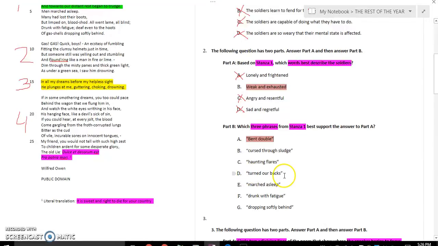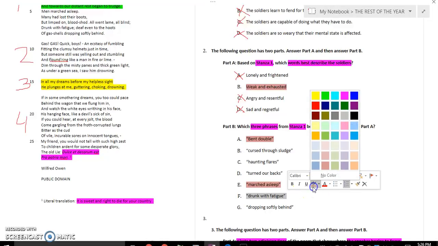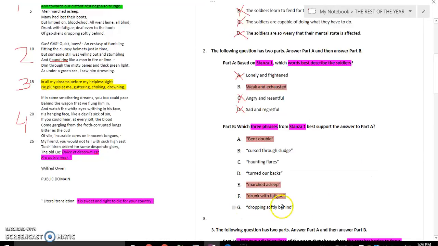Turned our backs, they are taking an action there and turning their backs, but that's not connected to weak and exhausted. Marched asleep is connected to weak and exhausted. Drunk with fatigue. Fatigue literally means tired, so drunk with fatigue. Dropping softly behind is talking about the bullets or the gas shells, not the soldiers. So those are going to be our 3 best phrases.